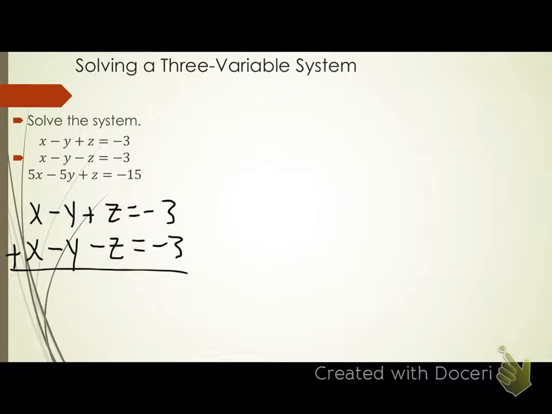Okay, I've got x plus x, 2x. -y plus -y, -2y. Z's are eliminated. -3 plus -3, -6. Everyone okay with how I got my first equation in two variables? 2x minus 2y equals -6. Is there any confusion on what we're doing there?